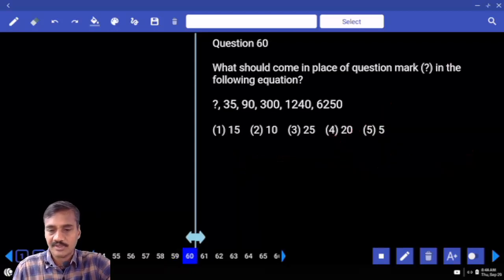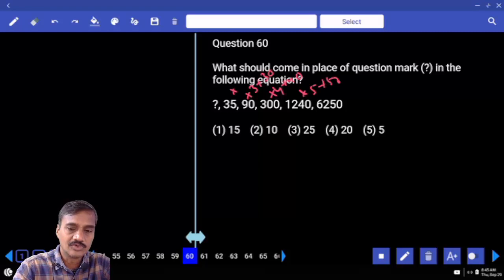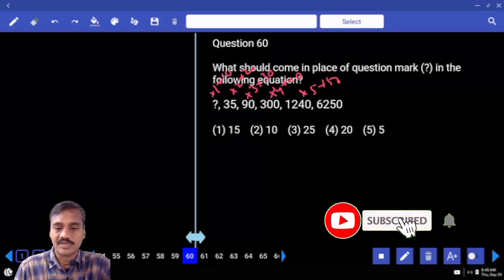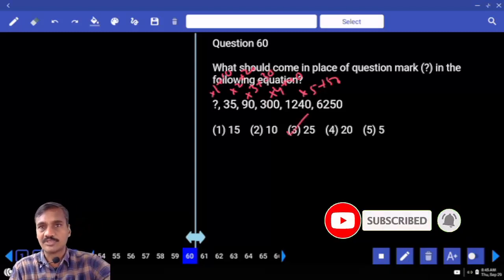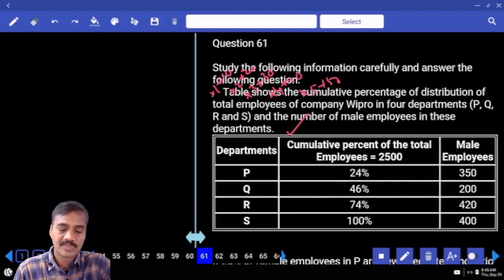Then 60. Now in this question number 60, 1240. 300 into 4, 1200 plus 40. And here 90 into 3, 270. 270 plus 30. Into 3 plus 30, into 4 plus 40, into 5 plus 50. And next one, into 2 plus 20, is that right or not? Yes. Then into 1 plus 10. Into 1 plus 10 and 25. 25 into 1, 25 plus 10 is 35. And that is choice 3, question number 60. Done with this?